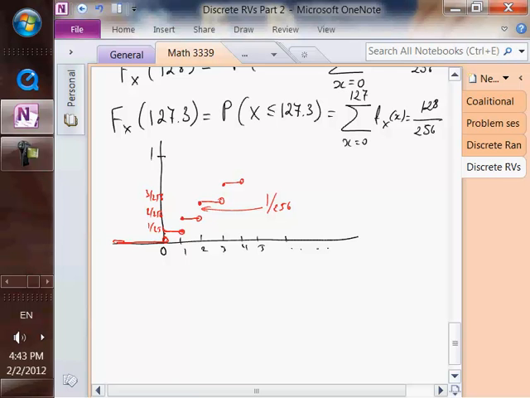Now, whenever we have a discrete random variable, always the distribution function will look like a staircase. And it cannot exceed 1. When you hit 255, then you hit 1 and it stays equal to 1 from that point on, okay? Flat, equal to 1.